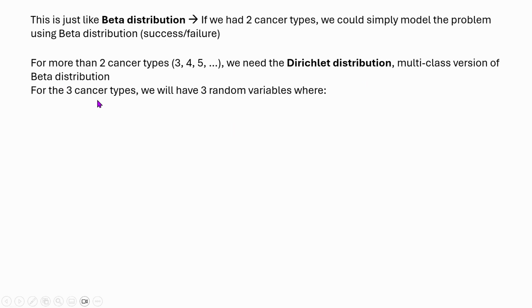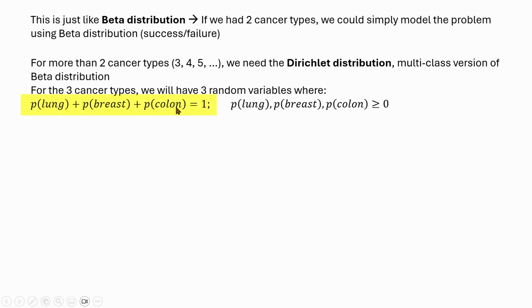For the 3 cancer types, we are going to have 3 random variables, which will add up to 1. And those random variables will be greater than or equal to 0 because they represent probability, right? I've written here greater than or equal to 0, but in reality, they should be between 0 and 1, because these are probability values, so they have to be between 0 and 1.